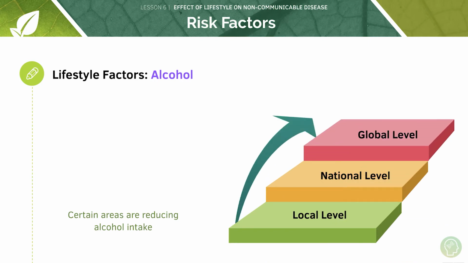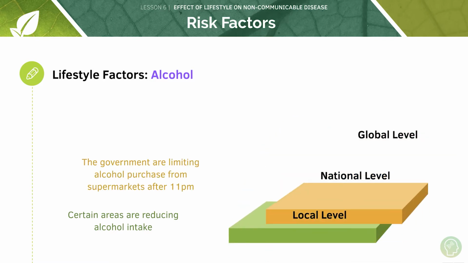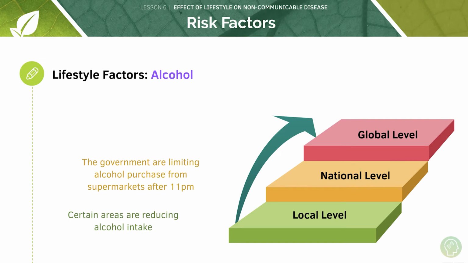But now let's take a look at an example of how changes at local, national and global levels can decrease incidence of coronary heart disease. So for example, certain areas on a local level are reducing alcohol intake. On a national level, the government are implementing various policies, so for example they may limit alcohol purchase from supermarkets after 11 p.m. This is going to lead to a decrease in alcohol consumption on the whole. And on a global level, there's increased education and awareness of alcohol. Therefore, people realise that they need to drink alcohol in moderation. If not, it can prove a threat to their health. So this is a really good example of how changes at these various levels can decrease the incidence of a non-communicable disease. So it works both ways.